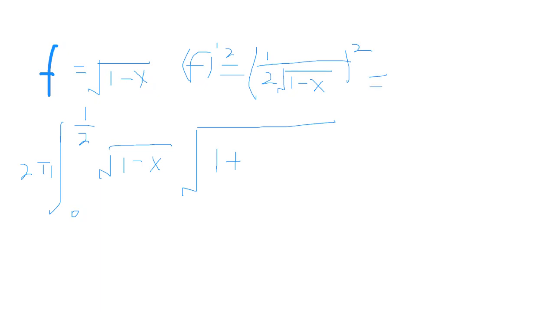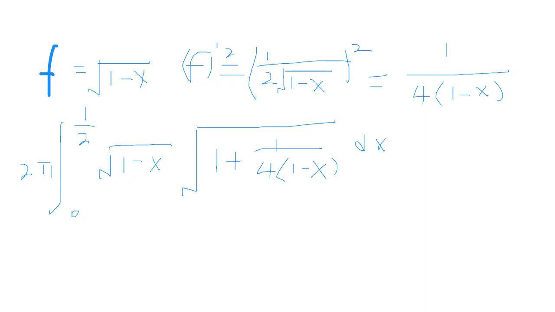So the numerator is just 1. 1 squared is still 1. The denominator, 2 becomes 4. Square root of this now becomes just 1 minus x. Right? So 1 plus 1 over, oh, I think I know why now. 4 times 1 minus x, then dx. Okay, I think most of you got the right answer.